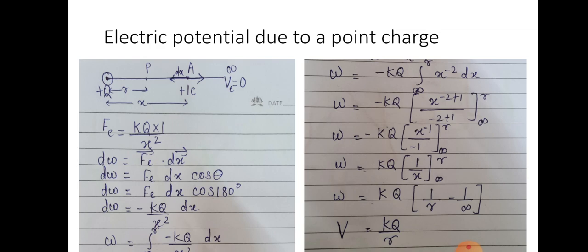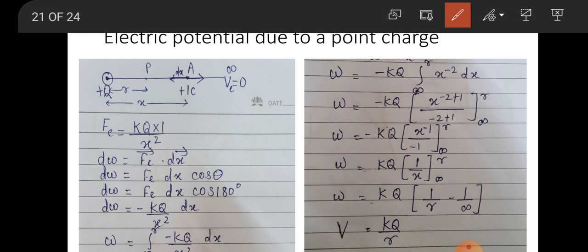So again, if you look at the diagram, you will note that plus Q is the source charge, you can say. Then there is a point and the charge which is at infinity, which we have to bring to point P.